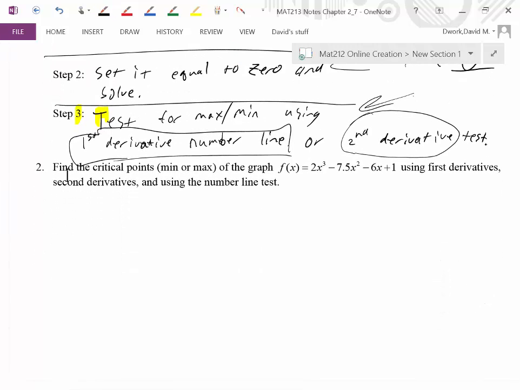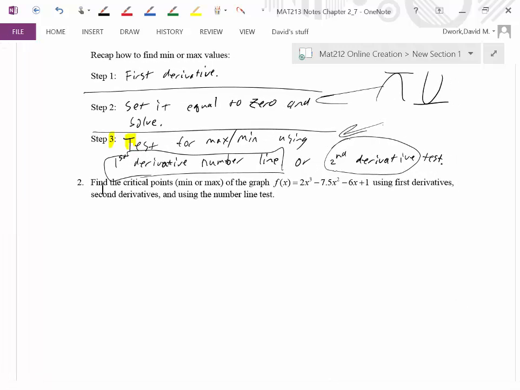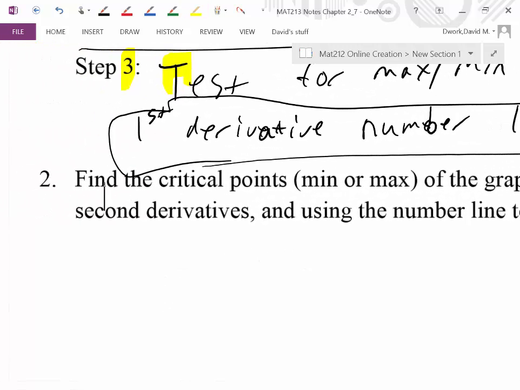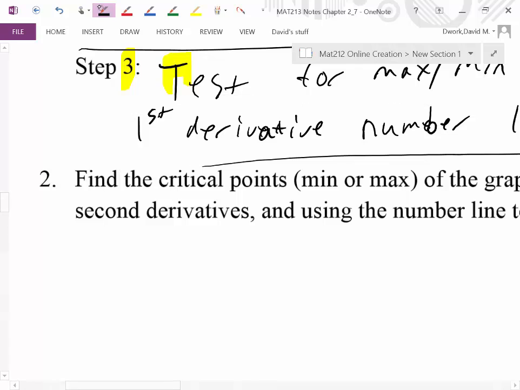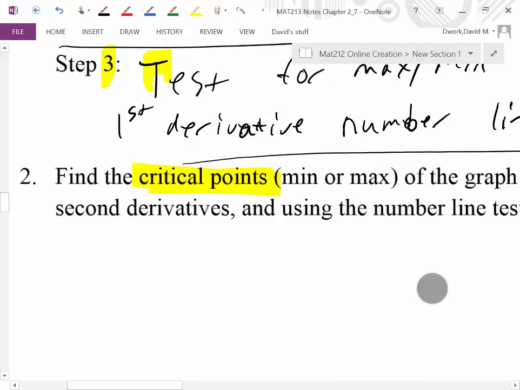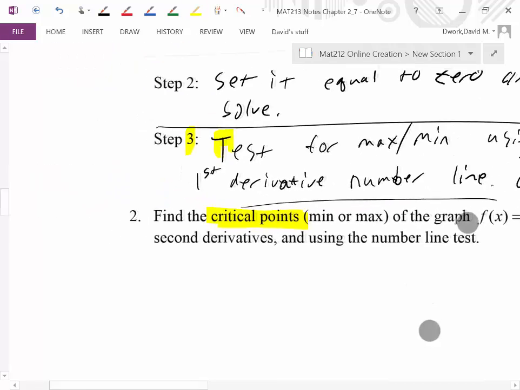So now, for problem number 2, there's not much new to learn here. We've kind of covered the big idea, so this is kind of practice. So note here, a keyword that we like to use. Instead of calling them maxes or mins, one option we have is we call them critical points. That's just hidden language for finding max or min.